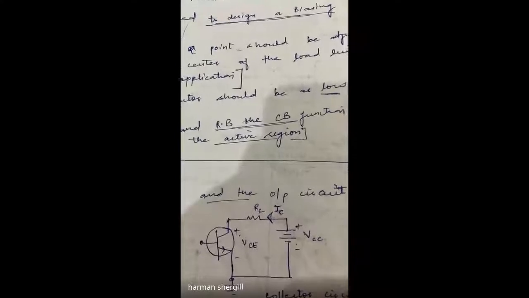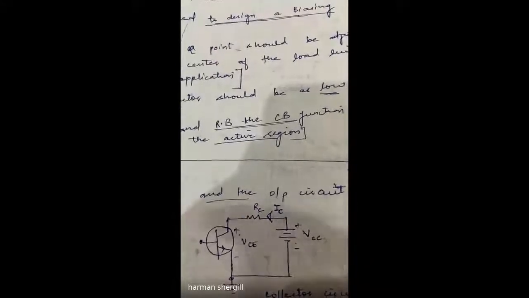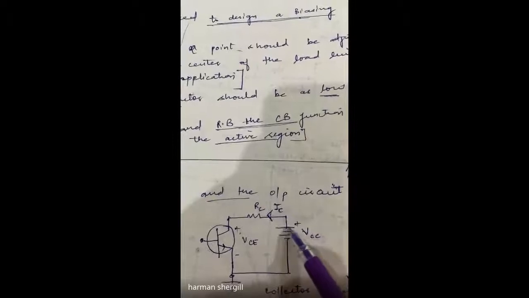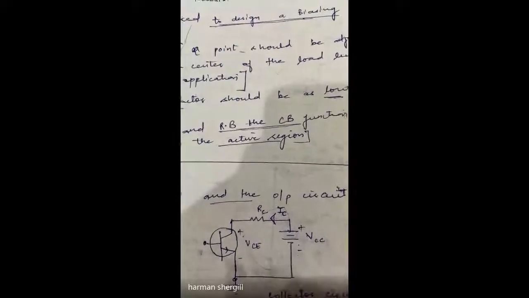Don't get confused that if the arrow is pointing inwards, then it is input current. No, this is the output current, because the current will flow like this: here you have a positive potential, so it will flow from positive towards negative. But this is the output current. VCE, plus minus VCE, is the voltage between collector and emitter terminals.